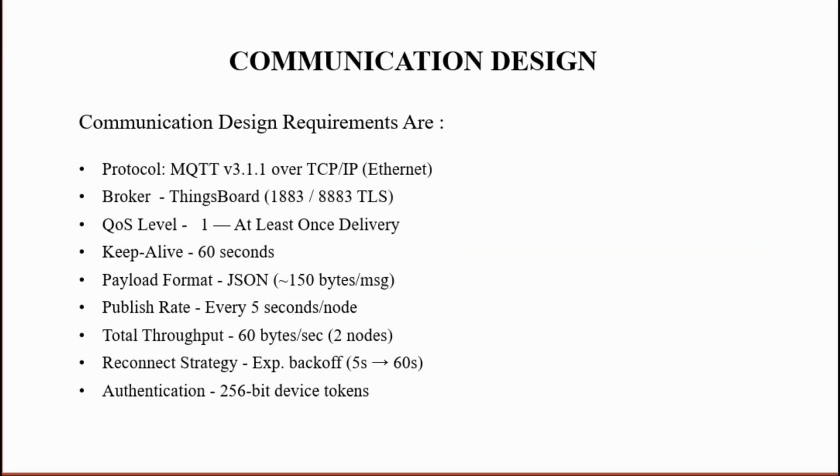Going towards the communication design requirements. The protocol requires MQTT v3.1.1 over TCP/IP protocol, Ethernet. The broker is ThingsBoard, with ports 1883 and 8883 for TLS. QoS level is 1, at least once delivery. Keep alive is 60 seconds. Payload format is JSON, 150 bytes per message.